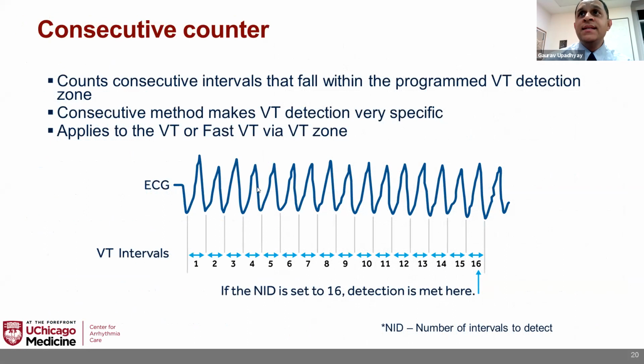So ICDs take advantage of counters to try to identify when arrhythmias are present. In most devices, there's a type of counter called a consecutive counter. It's just looking for one interval and then another interval, simply timing. If a number of intervals are fast enough, and here NID stands for number of intervals to detect, and here it's set to 16, so 16 intervals that are fast enough in a contiguous fashion would meet the criteria for the device to say a VT is present.